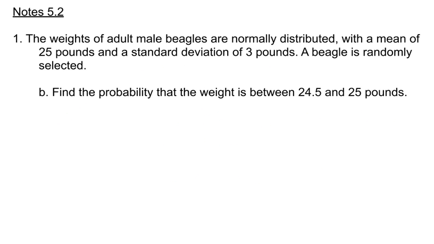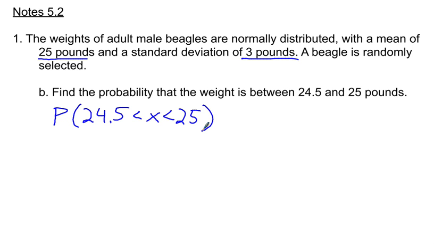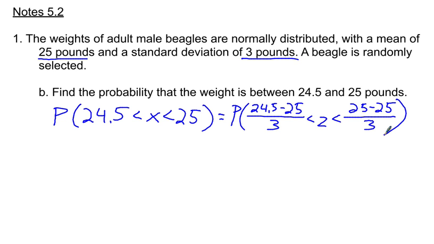We are still dealing with the beagles, where they have a mean of 25 pounds and a standard deviation of 3 pounds. In this case, we want the probability that the weight is between 24.5 and 25 pounds. So we have to standardize both of these values. So we have 24.5 minus 25 divided by 3, and 25 minus 25 divided by 3. Once I standardize those values, we have z-scores of negative 0.17 and 0.